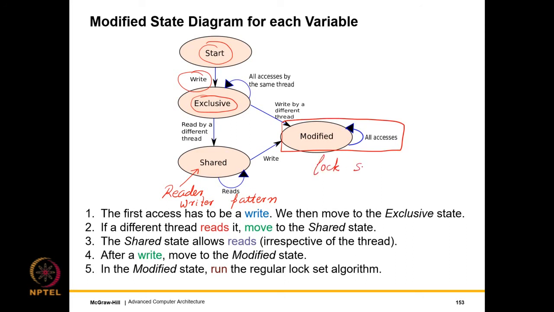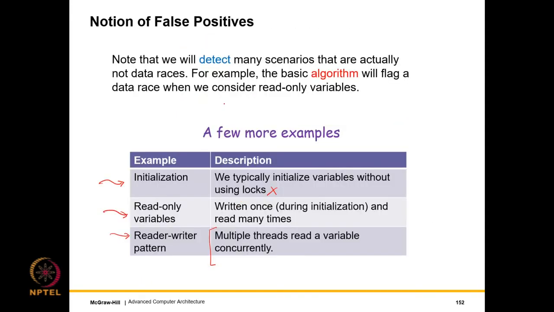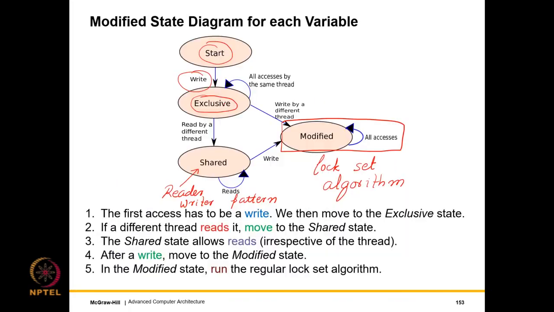And in the modified state, our regular lockset algorithm runs. Because if you think about it, we have covered all the basic cases. The initialization state is exclusive, so we don't detect any data races here. So go back to the three things that we said. Read-only variables and also reader-writer patterns are both captured by the shared state. But if other threads are writing to the variable, then of course there is an issue.